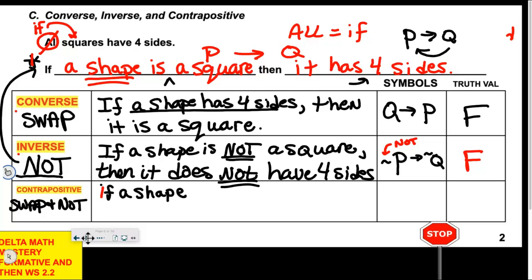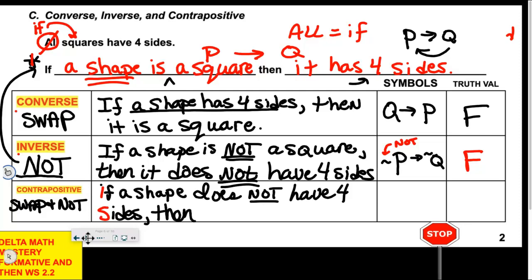So if a shape, and I'm going to swap them, so I'm going to talk about the four sides, because that's at the end, and put it up front. But I'm going to say it does not. So that's why I call it the swapper nodder. If a shape does not have four sides, comma, then it is not a square.